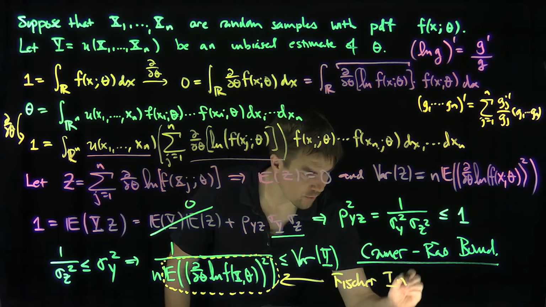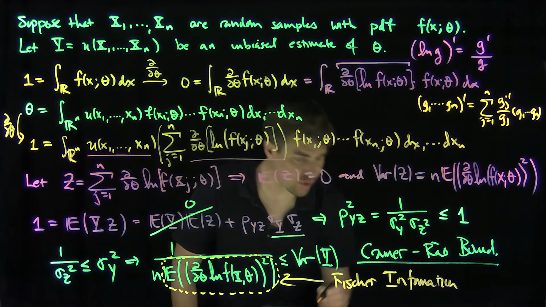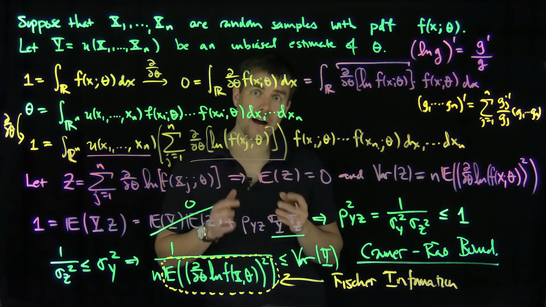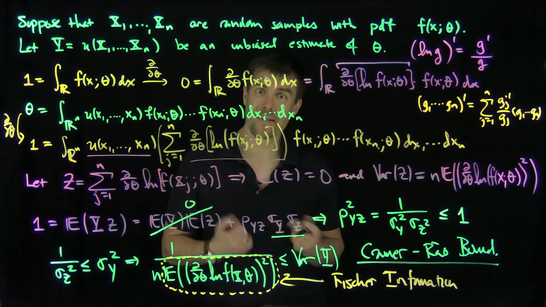And we'll see examples in further videos of how the Fisher information occurs in the study of asymptotic properties of the maximum likelihood estimator for any given parameter. Thank you very much.